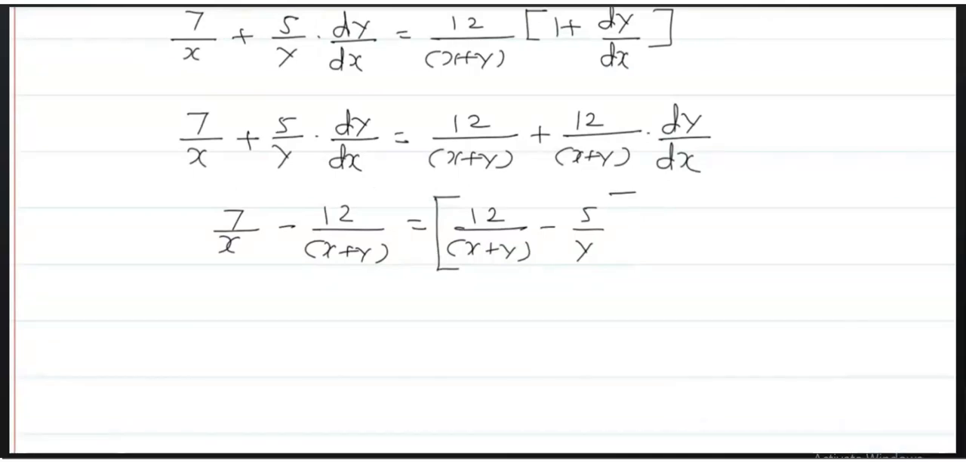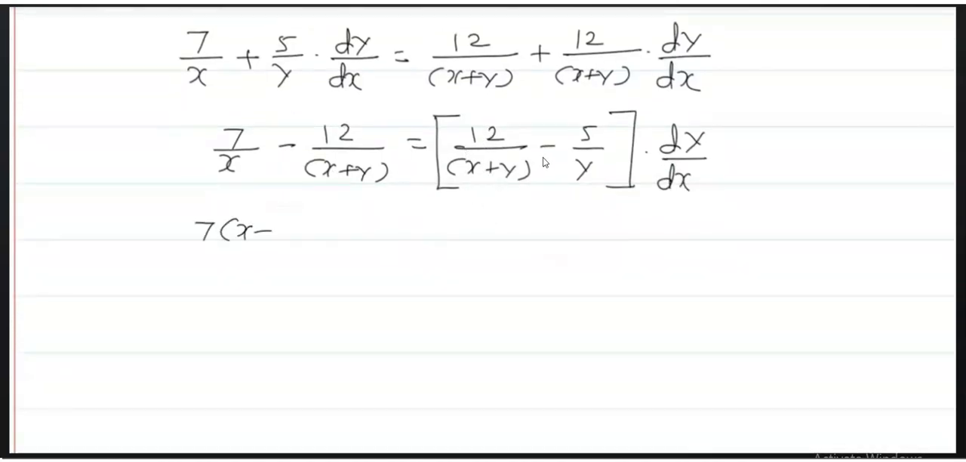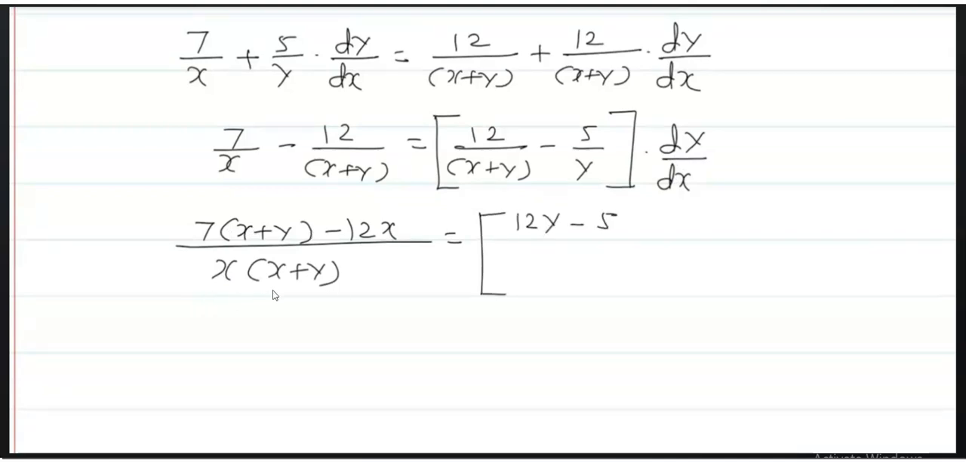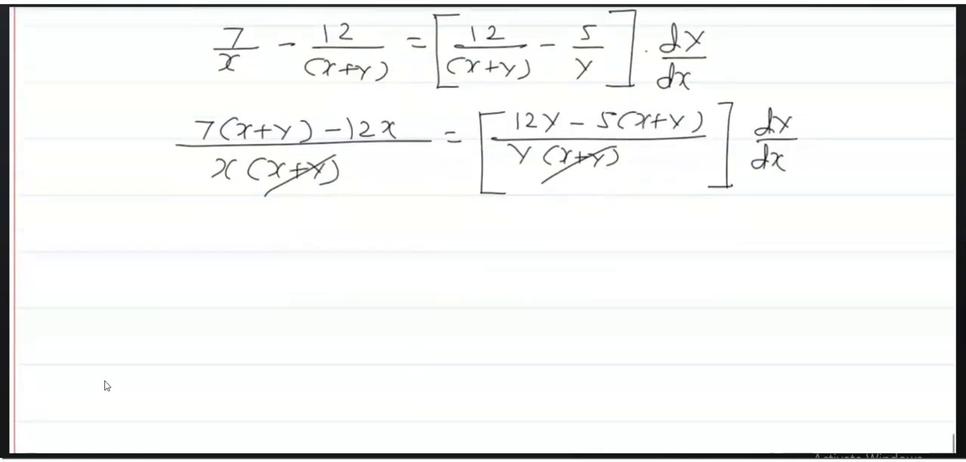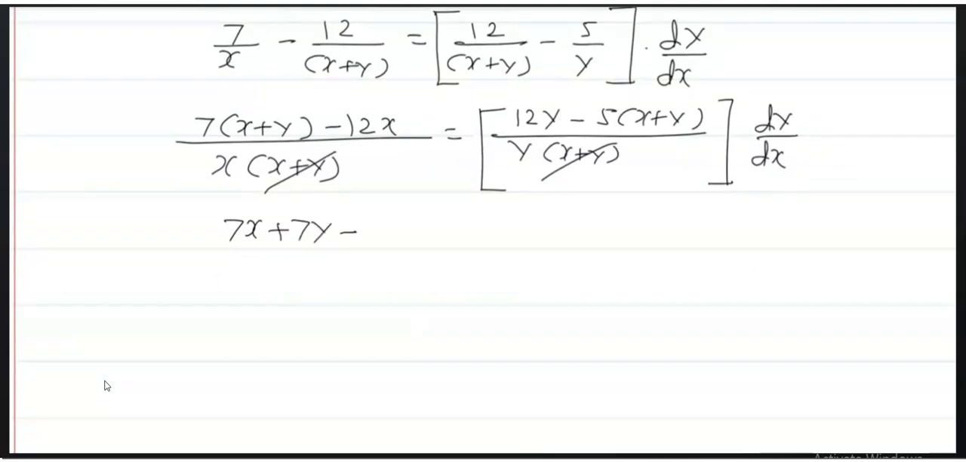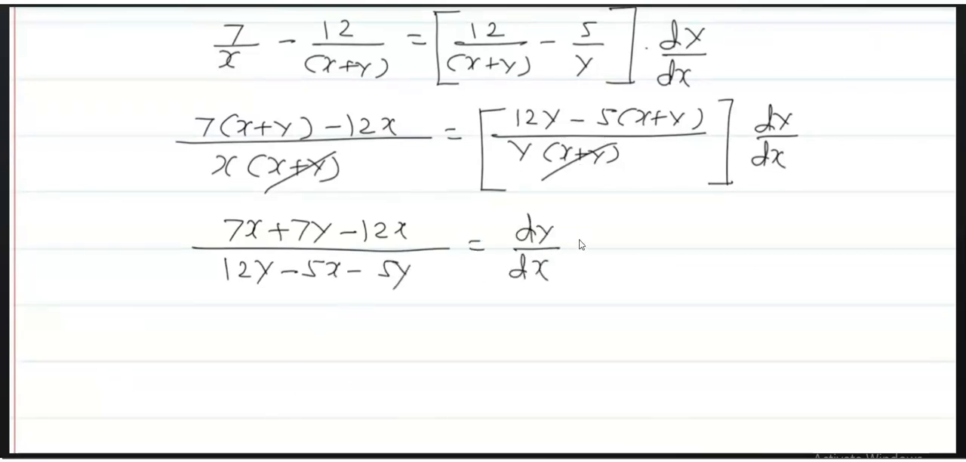That is 7 upon x minus 12 upon x plus y is equal to (12 upon x plus y minus 5 upon y) into dy by dx. Now simplification. That is (7(x plus y) minus 12x) upon x into (x plus y) is equal to (12y minus 5(x plus y)) upon y into (x plus y) into dy by dx. Now simplify this. Therefore, (7x plus 7y minus 12x) upon (12y minus 5x minus 5y) is equal to dy by dx.